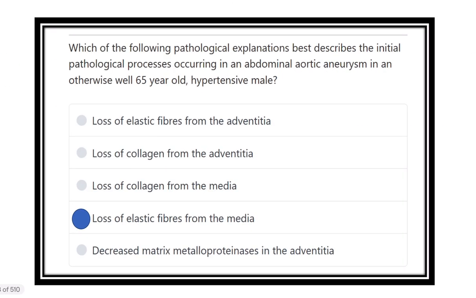The initial event is loss of the elastic fiber. This point is very, very important. It is the elastic fiber, not the collagen fiber. First of all, it is the elastic fiber. So what is the initial pathological process in abdominal aortic aneurysm? It is the loss of the elastic fiber from the media.